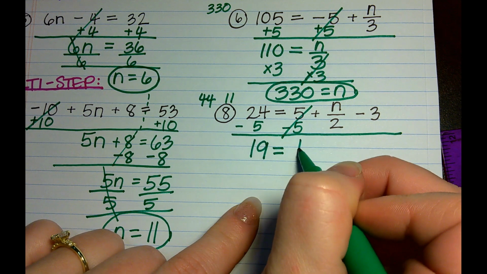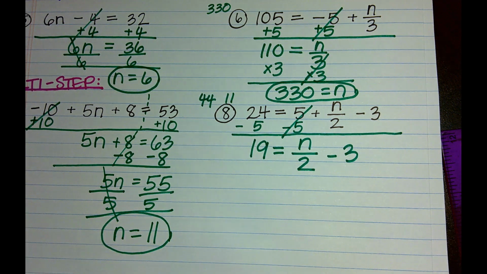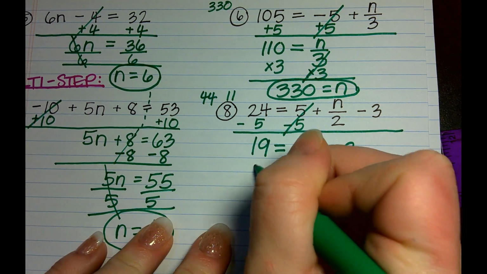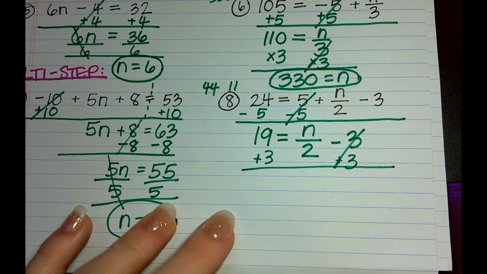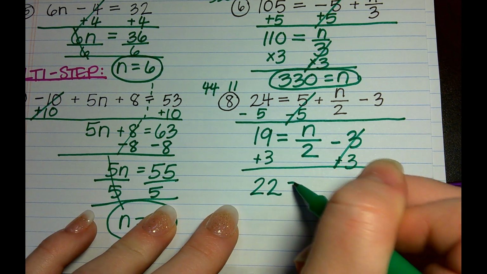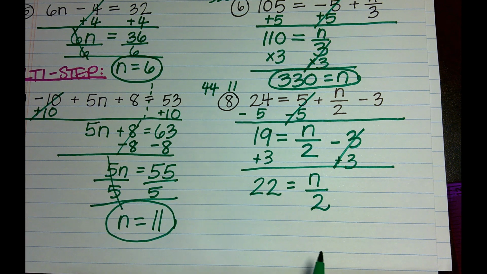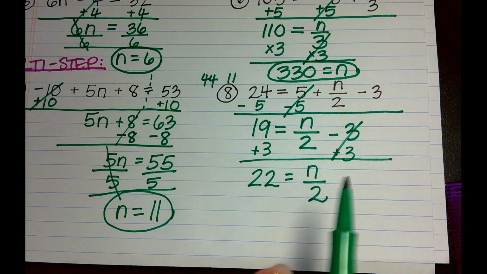19 equals n over 2 minus 3. And then you're gonna add 3. Yes, add 3. And your 3's cancel out. Perfect. 19 plus 3 is 22. Then you bring down your n divided by 2. And you're gonna multiply by 2 on each side. Yes, we multiply by 2.